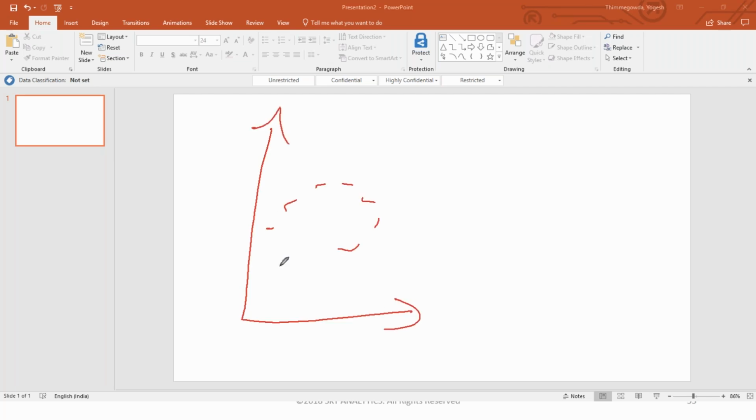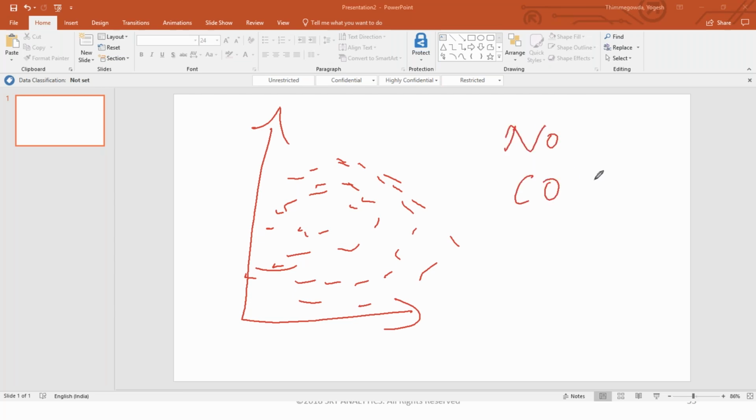You can tell that it is like this. It is neither positive nor negative, so you can call it no correlation between your x-axis and y-axis. No correlation between x and y.